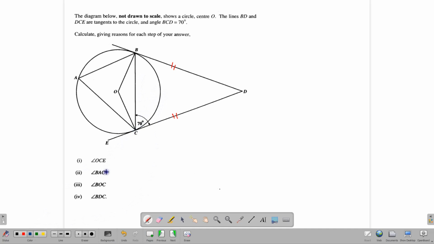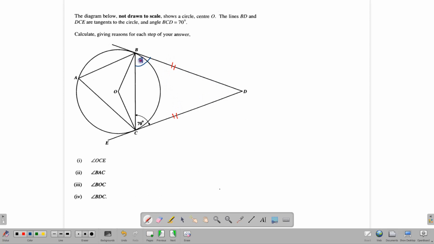So before answering the question, I just look at the diagram and say, what do I have? Okay, these two lines are tangents. They're drawn from the same point, which means that they're equal. And what that tells me is that this angle here is going to be equal to this angle here, because this triangle here is going to be isosceles. So these two sides are equal.